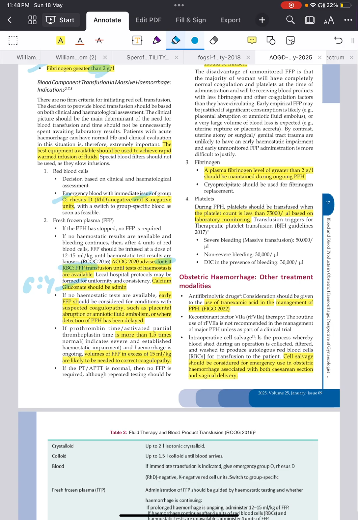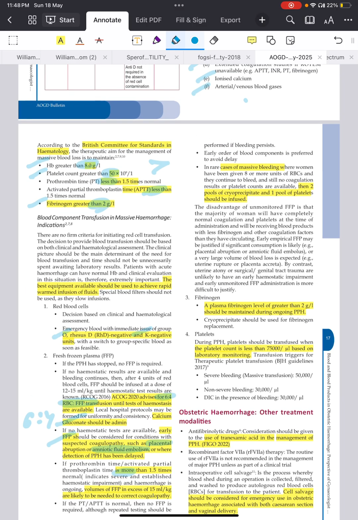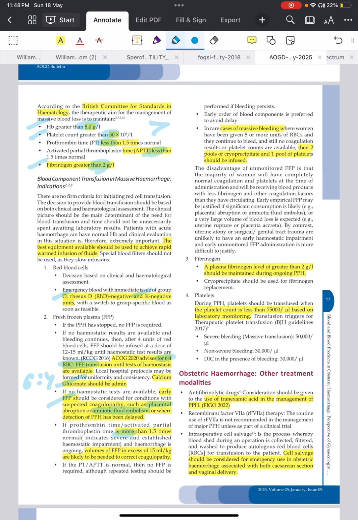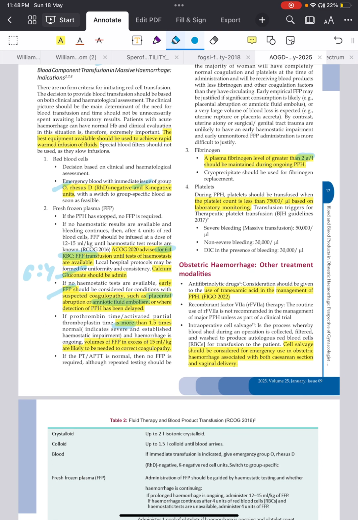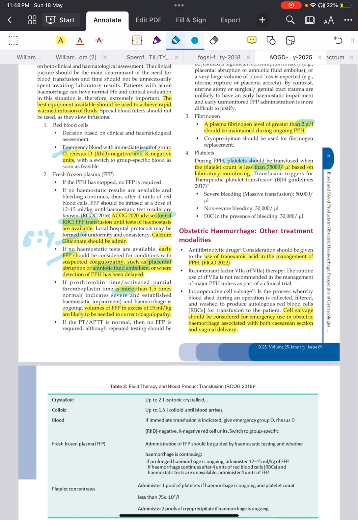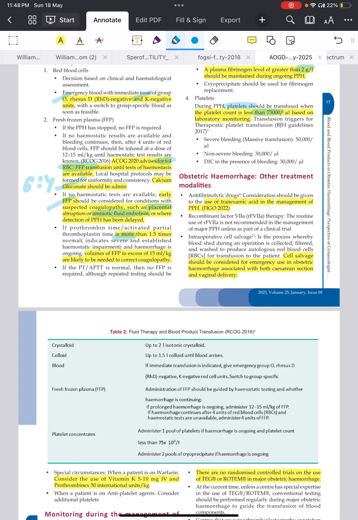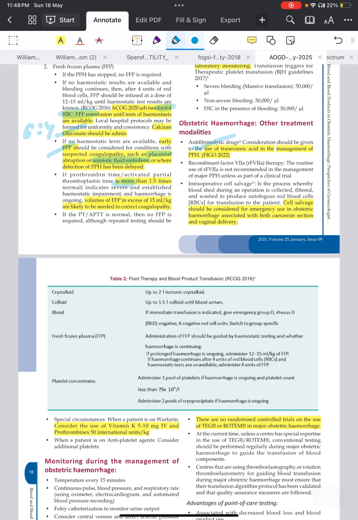Okay, if you're suspecting any placental abruption or amniotic fluid embolism, then you can give FFPs. PT INR should be more than 1.5 times, I already told. See, in case of massive bleeding, you can give 2 pools of cryoprecipitate and 1 pool of platelets. Fibrinogen should be greater than 2. If the platelet count is less than 75,000, then you will give platelets. Okay. Then in obstetric hemorrhage nowadays, like in FIGO 2022, it shows that you can use tranexamic acid in the management of PPH.